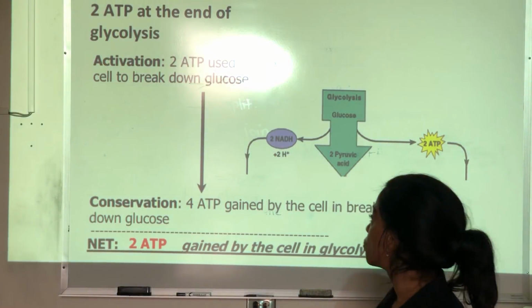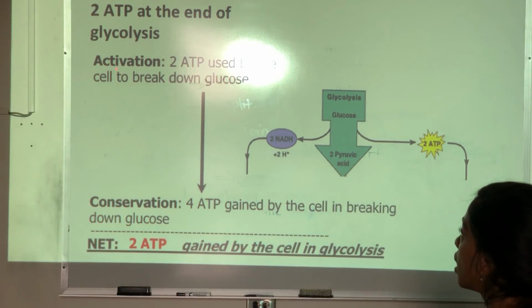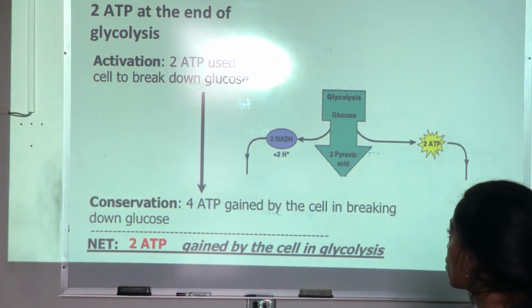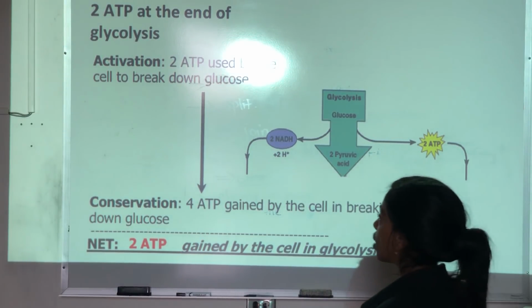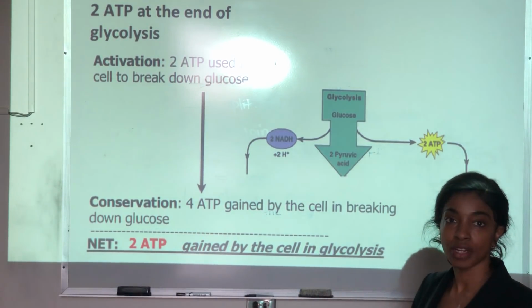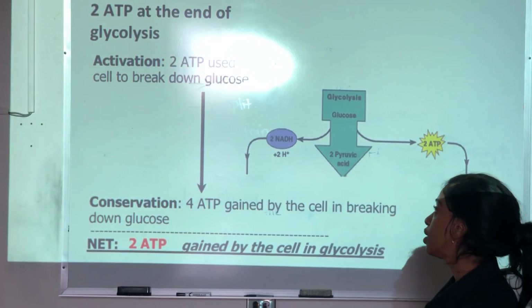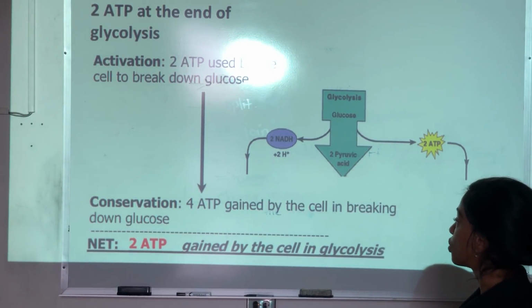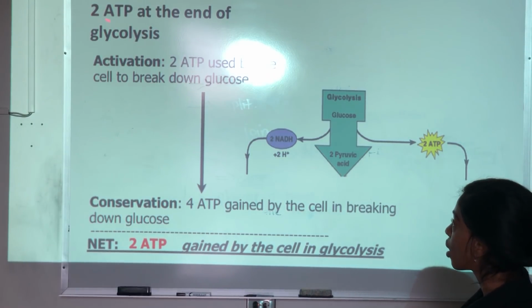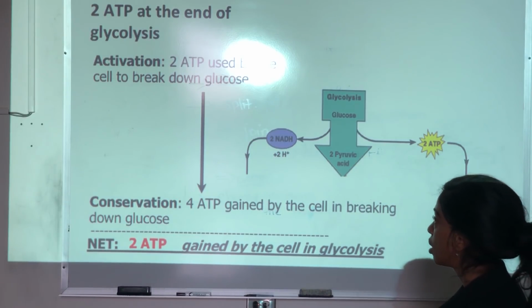In last class, we covered glycolysis, and I just want to go over some of the models that you will see in your textbook as well. So some of the slides here you may not have in your notes, but you'll see some of the ones that you do have. So the cell keeps a net total of 2 ATP at the end of glycolysis.